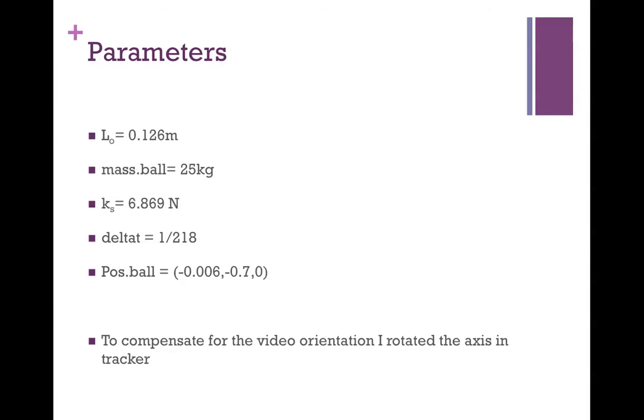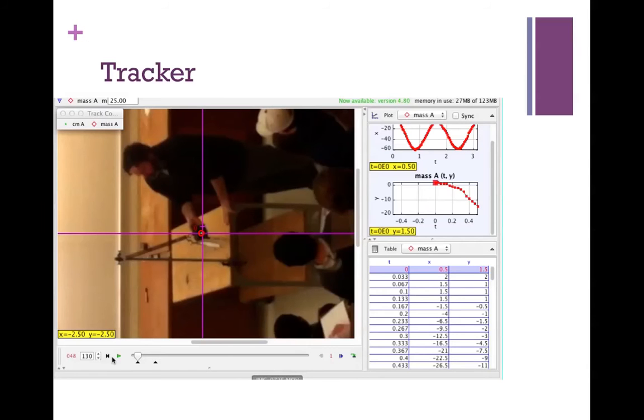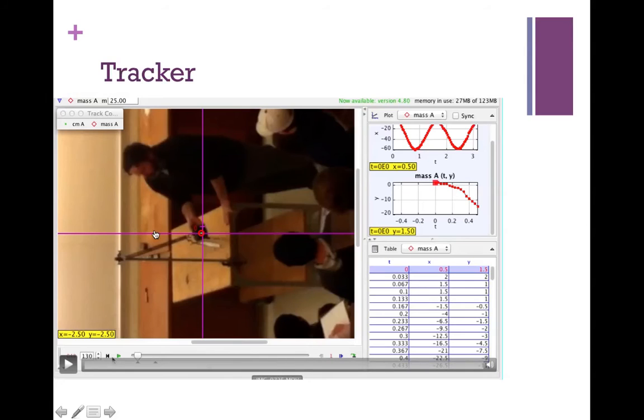And you'll see when I go to the tracker video, I had to compensate for the orientation of the video, so I just rotated the axis. So you can see this is the positive Y, this is negative Y, negative X, positive X. So just as it were, had the video been flipped. So this is the tracker of when he did a demonstration in class.